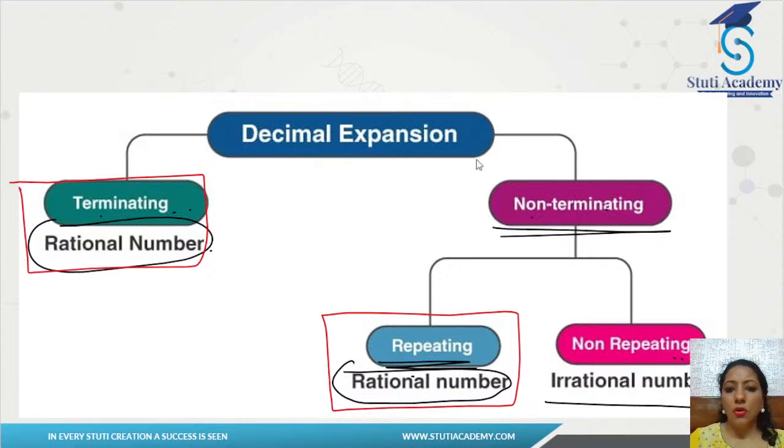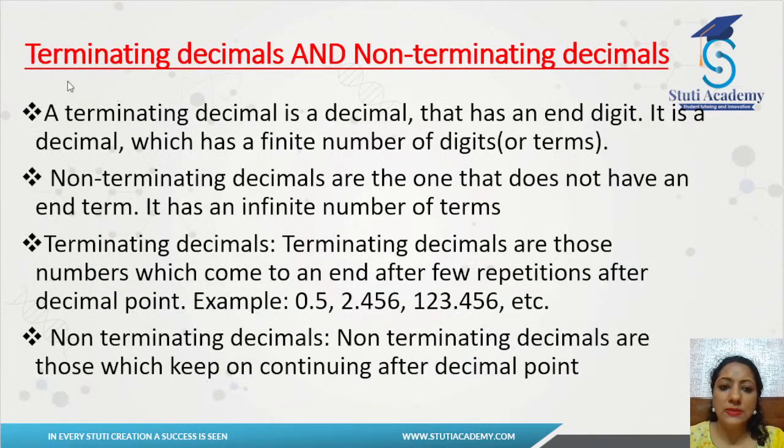So just all this, whatever I've explained to you, this flowchart, I'll just quickly read out. A terminating decimal is a decimal that has an end digit. It ends somewhere. It is a decimal which has a finite number of digits or terms. Non-terminating decimals are the ones that do not have an end term. They go on forever and have an infinite number of terms.